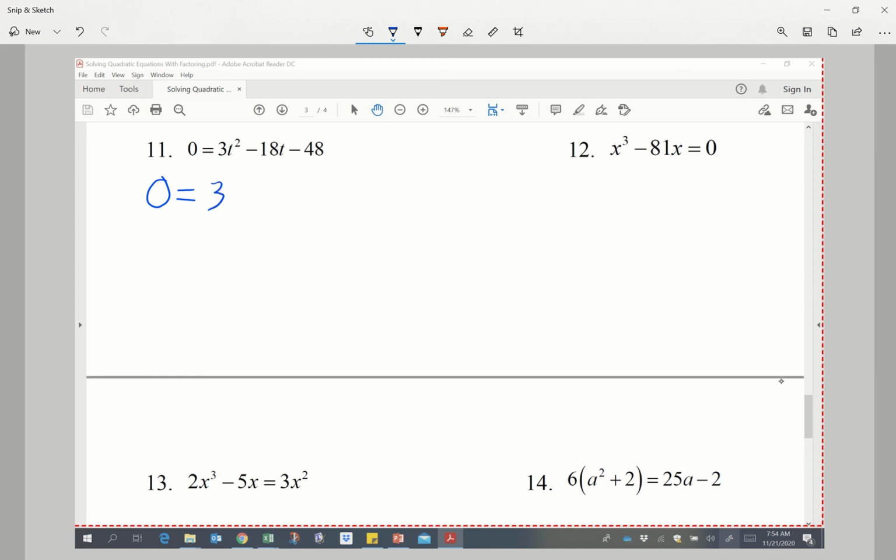If we factor a 3 out of the right-hand side, that's going to give us t squared minus 6t minus 16. Notice that that's going to save us a ton of work. If you don't notice this, then essentially what you're going to be left with is trying to factor a trinomial where the leading coefficient is not equal to 1. Once we factor that 3 out, we get t squared minus 6t minus 16, which is going to be much, much easier to handle.